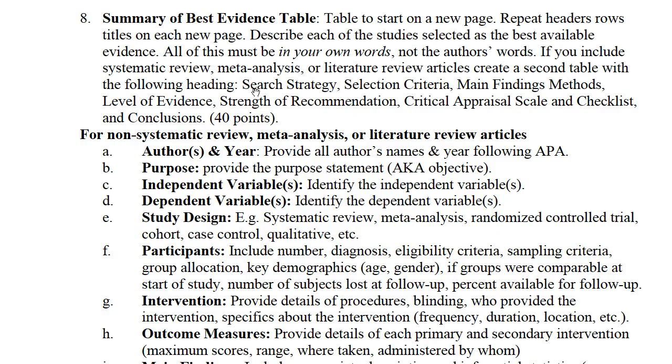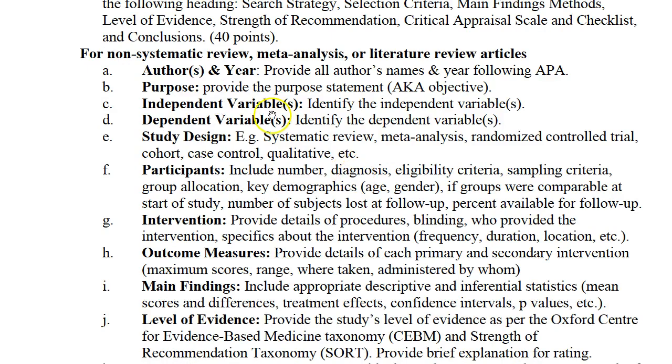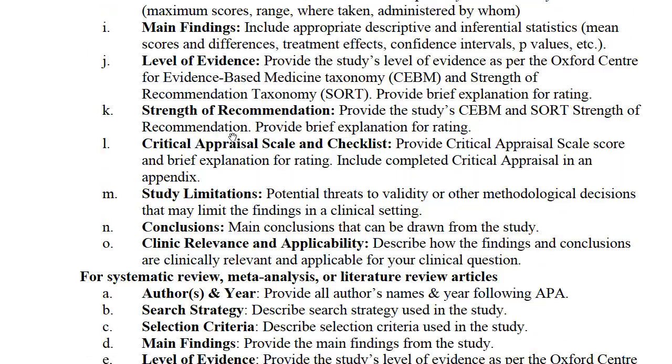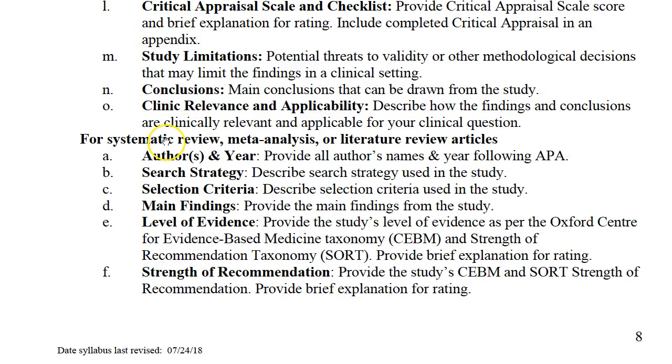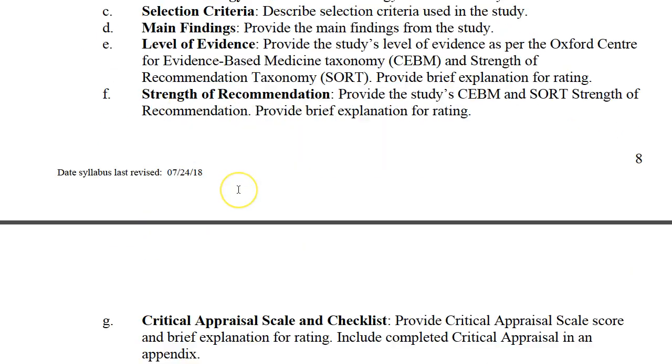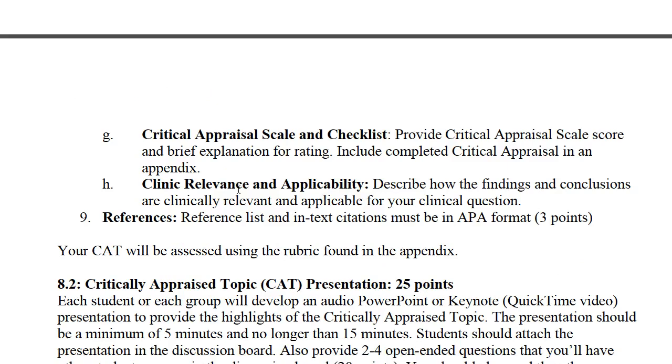So there are 2 different types of tables, and it depends on the type of research methods used in the study. So for non-systematic reviews, meta-analysis, or literature review articles, you're going to follow these areas. But if your article is a systematic review, a meta-analysis, or a literature review, it will have these areas in that table. Okay. Again, we're going to be going through this in rough drafts, so I'm not going to spend too much time.